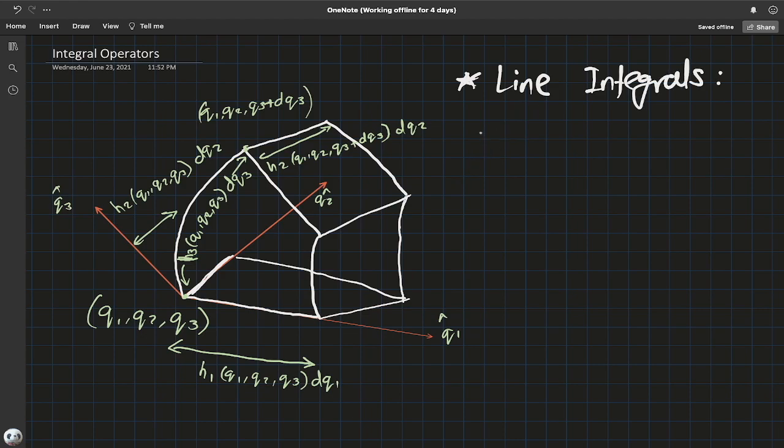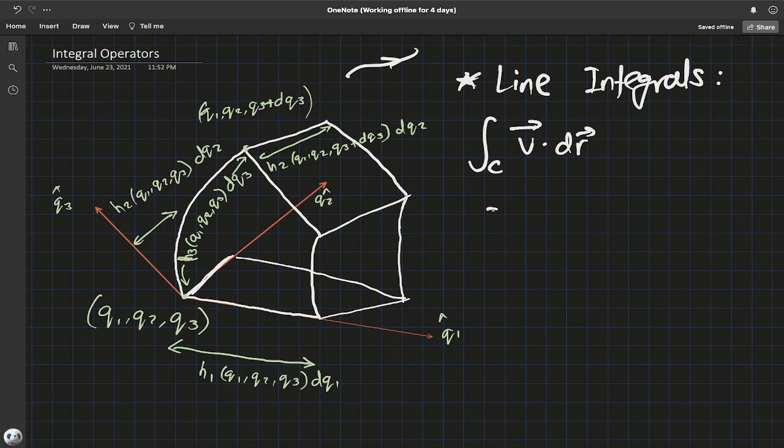So for line integrals, say you have some curve in space, and a curve is like a geometric quantity. It should be, like vectors, independent of bases or coordinate systems, and you have some vector field v. So the line integral is defined like this.